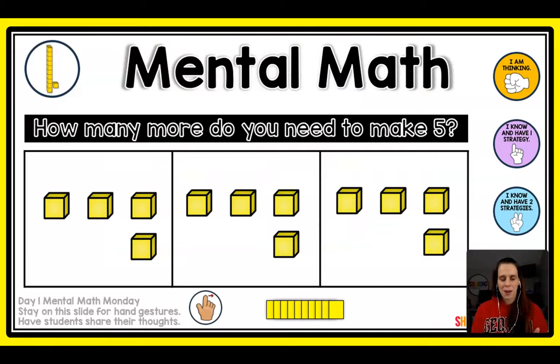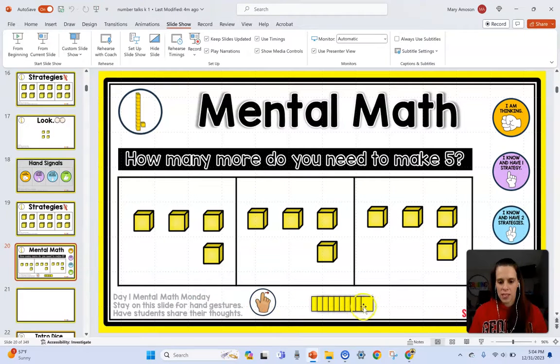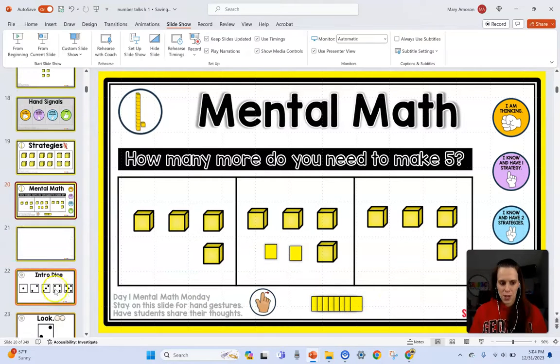Now at the end of Monday is a mental math Monday slide, and there's just some extra things to do. So for this one, how many more do you need to make 5? And down here is a little symbol that tells you you're going to manipulate something. So on this, you just pop out, and they can manipulate these boxes right here for those mental math activities.